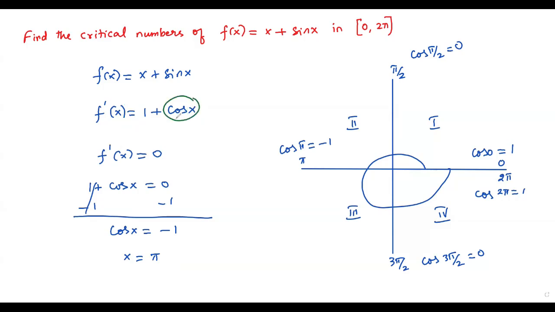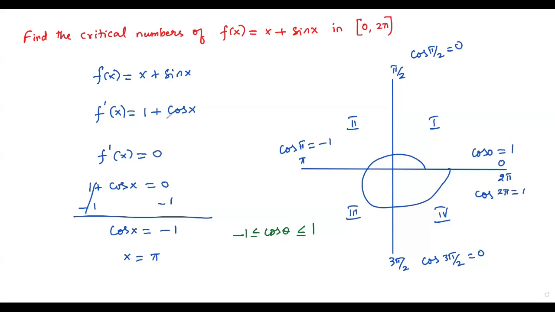Actually, cosine x will never become undefined, because the minimum value of cosine is negative 1. That is, negative 1 is less than or equal to cosine theta, which is less than or equal to positive 1. The minimum value of cosine is negative 1 and the maximum value is positive 1. So the value of cosine will always oscillate from negative 1 to positive 1, and it will never become undefined. So f prime of x will never become undefined for any real value of x.